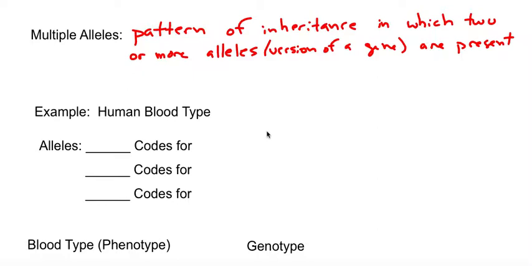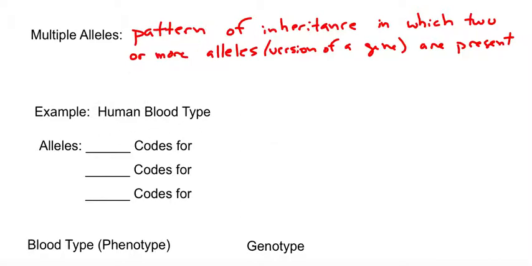All right, today we're going to look at a particular pattern of inheritance called multiple alleles. This pattern of inheritance is when you have two or more alleles, or versions of a gene, present for a particular trait. A classic example is blood types. Blood typing is dictated by a pattern of multiple alleles.